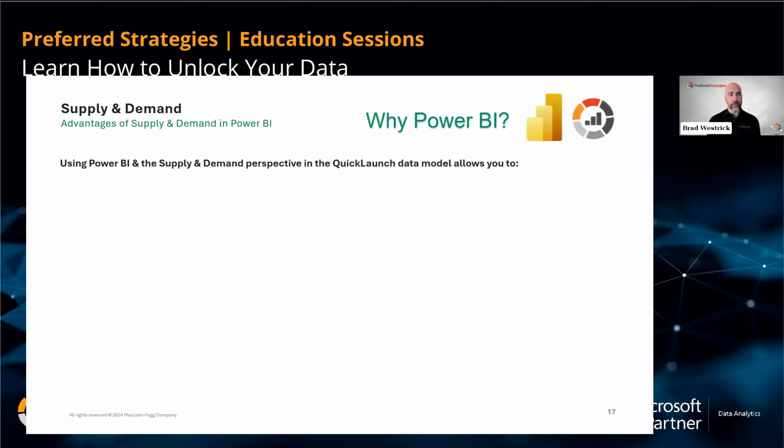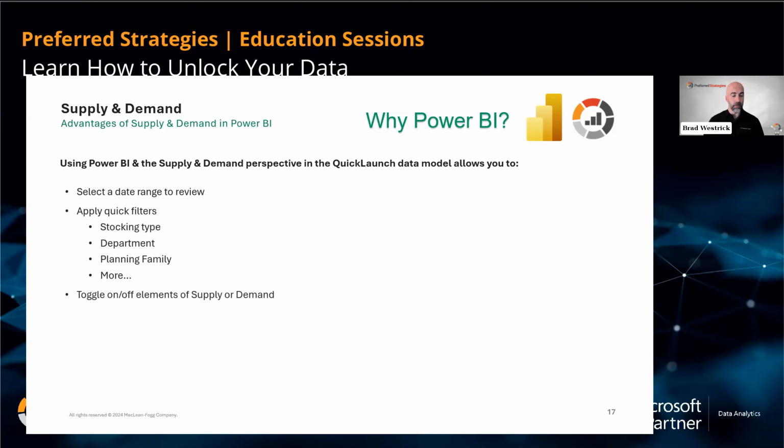So why Power BI? What I want to walk through on this slide is just a few of the advantages we were able to get out of Power BI, working with Preferred Strategies and the quick launch data model in their supply and demand perspectives. Again, we talked about being able to select a date range. With Power BI, we can easily use a slicer for date range. We can use slicers for quick filtering against a stock type or a department or planning family or whatever else we want to use as a slicer to limit the grouping of part numbers that we want to analyze.